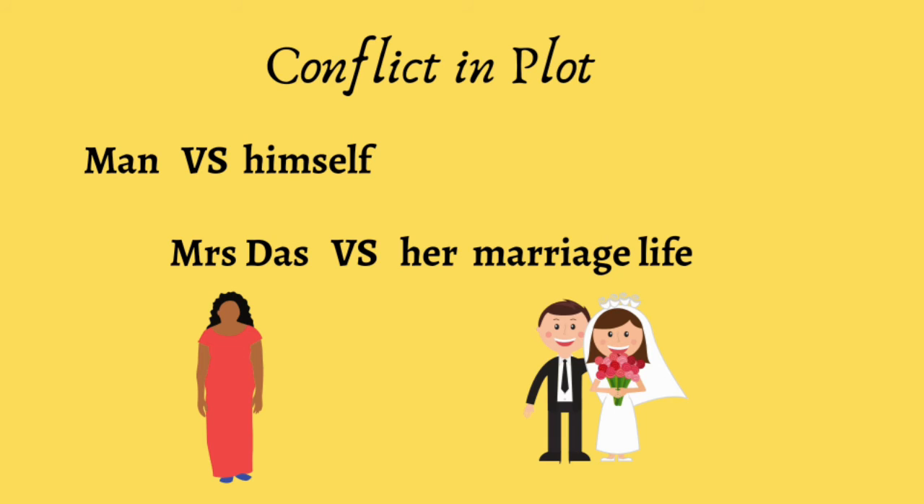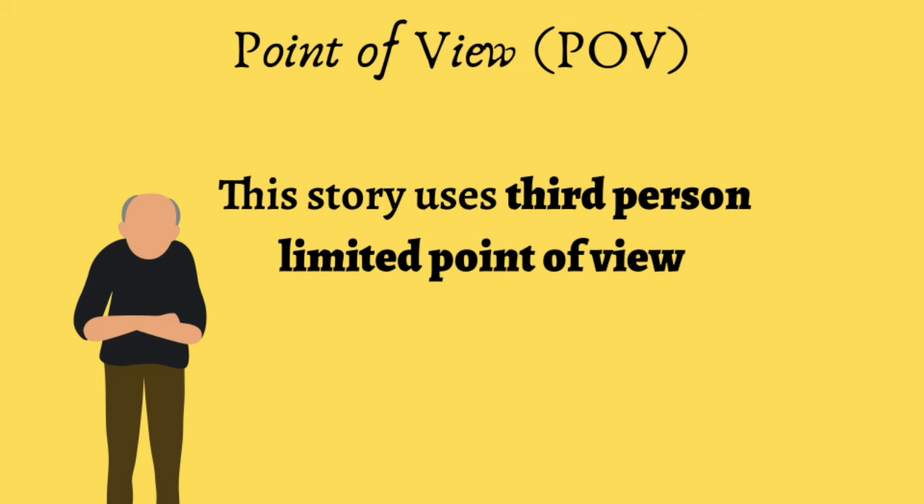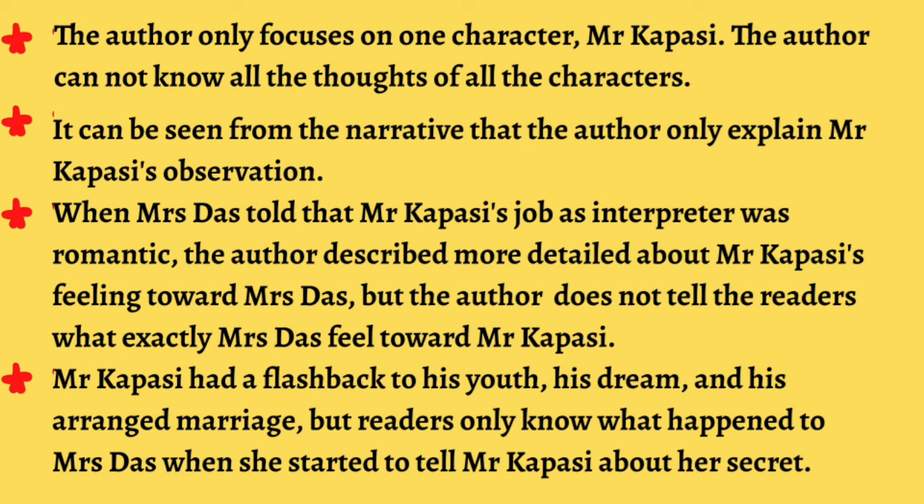Point of view. This story uses third-person limited point of view. As we can see, the author only focuses on one character, Mr. Kapasi. The author cannot know all the thoughts of all the characters. It can be seen from the narrative that the author only explained Mr. Kapasi's observation. When Mrs. Das said that Mr. Kapasi's job as an interpreter was romantic, the author described more detail about Mr. Kapasi's feelings toward Mrs. Das, but the author does not tell the readers what exactly Mrs. Das feels toward Mr. Kapasi.